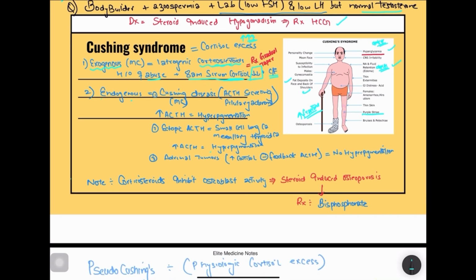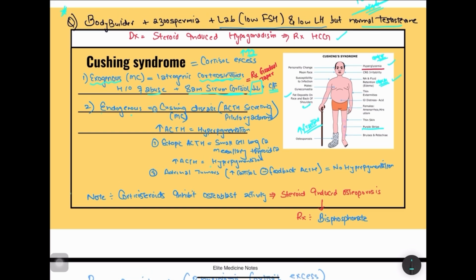Now, the endogenous cause of Cushing syndrome is Cushing disease. The most common cause of Cushing disease is ACTH secreting pituitary adenoma. So Cushing disease means there is a problem in the pituitary gland. Okay, so there is an ACTH secreting pituitary adenoma, and this increased ACTH will stimulate the adrenal gland and lead to increased cortisol secretion. But because of this increased ACTH, there will be hyperpigmentation. So the question can come, what is the cause of hyperpigmentation in Cushing disease? It is due to ACTH excess in the body.